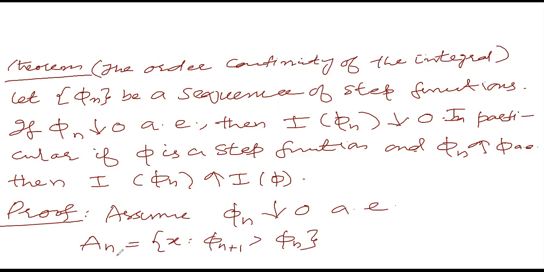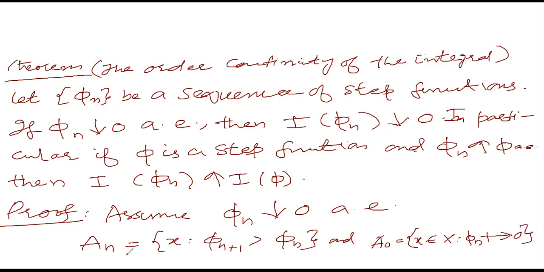Now we define a set A n where this reverse inequality holds, and define the set A naught where convergence does not hold. Define the set A naught, which is equal to the set of x such that the limit of phi n is not equal to the zero function.